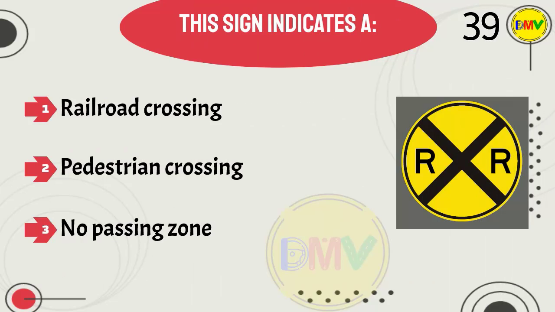Question 39. This sign indicates a: 1. Railroad crossing. 2. Pedestrian crossing. 3. No passing zone.